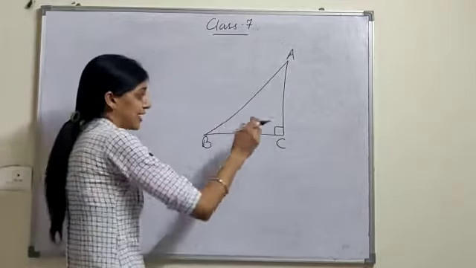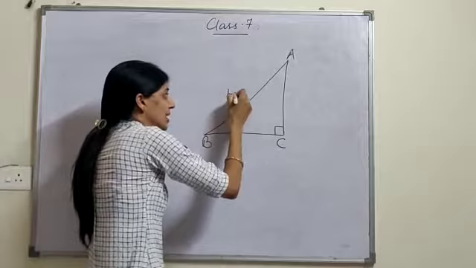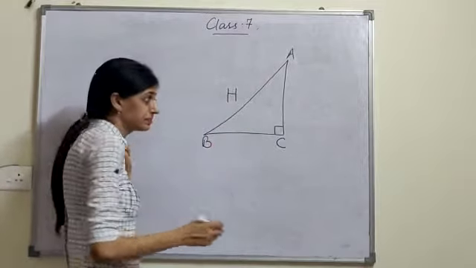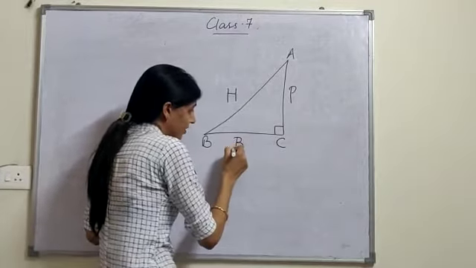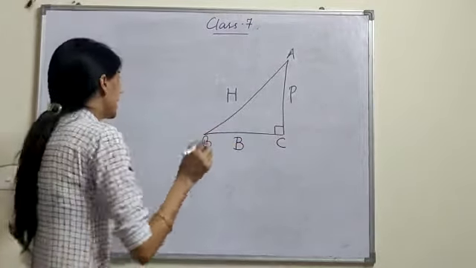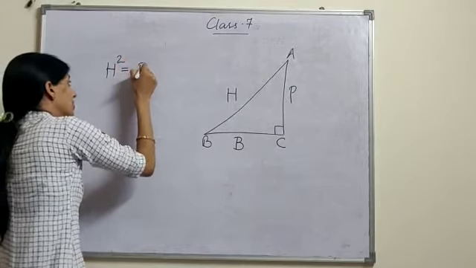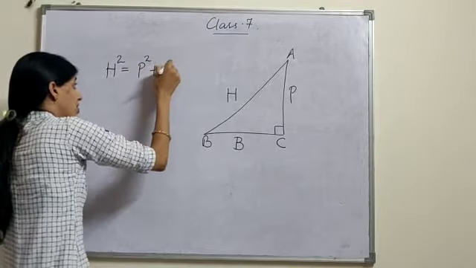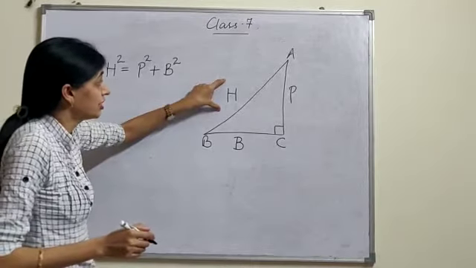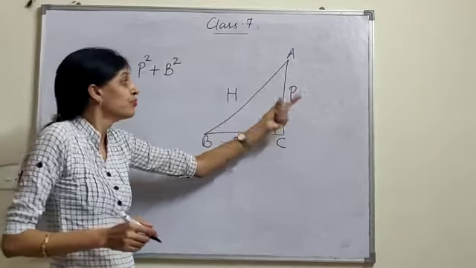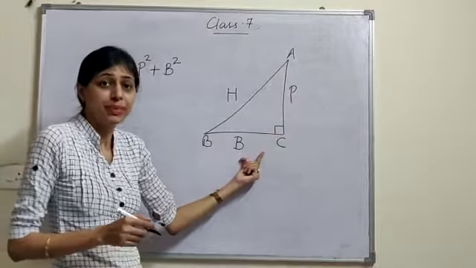In a right angle triangle, the side opposite to the right angle is known as the hypotenuse. This is known as the perpendicular and this is known as the base. In a right angle triangle, the square of the hypotenuse is always equal to the sum of the squares of the perpendicular and the base.